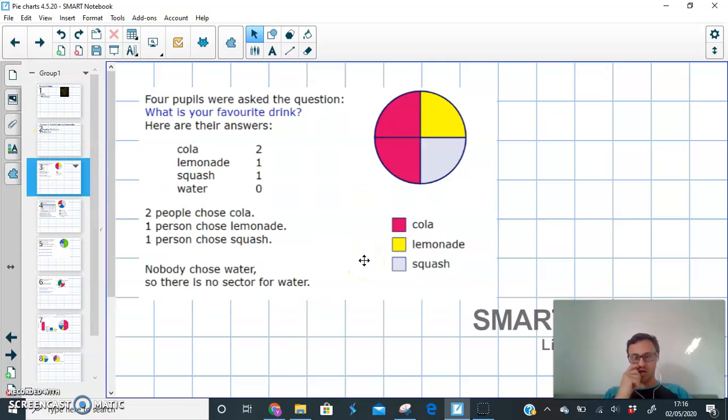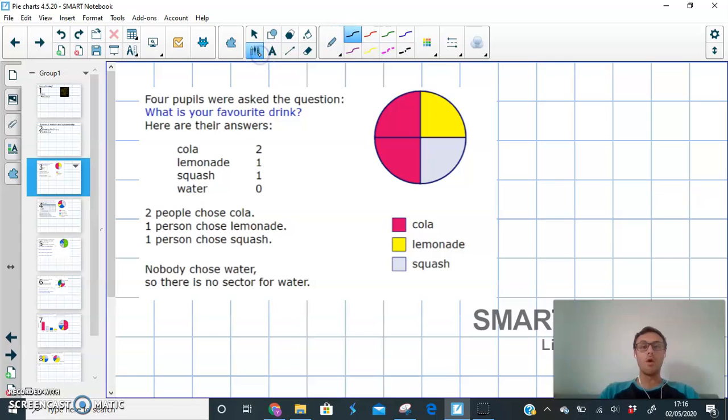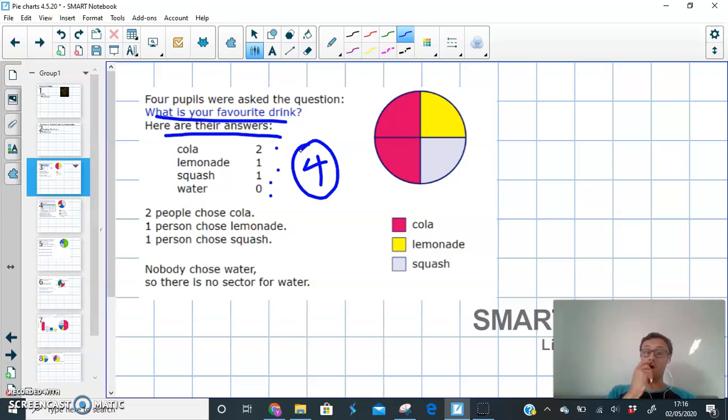So, pie charts then. We've done a bit of pie charts. Most of this should make sense, be fairly straightforward. Here you can see that people were asked what's their favourite drink, and if I count up what the answers were, I can see that 4 people were asked, okay? Now, that makes sense then why my pie chart is split into quarters. 2 people chose cola, so etc.